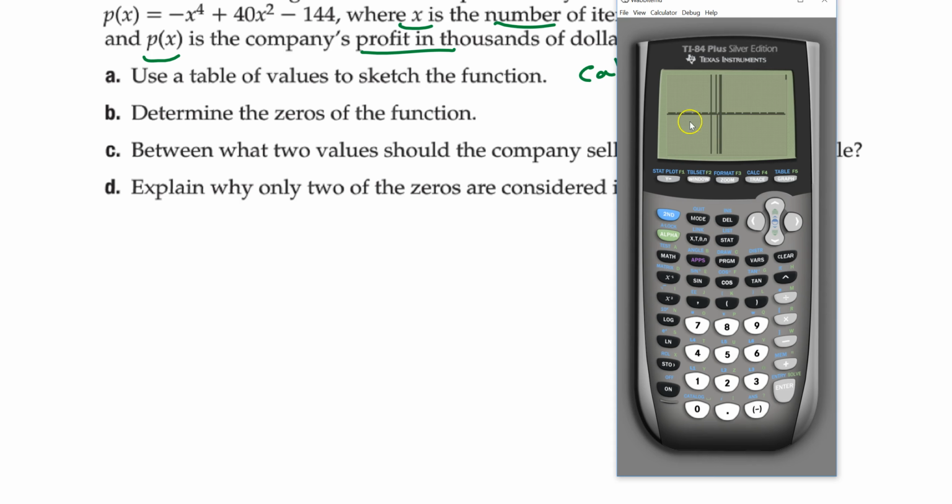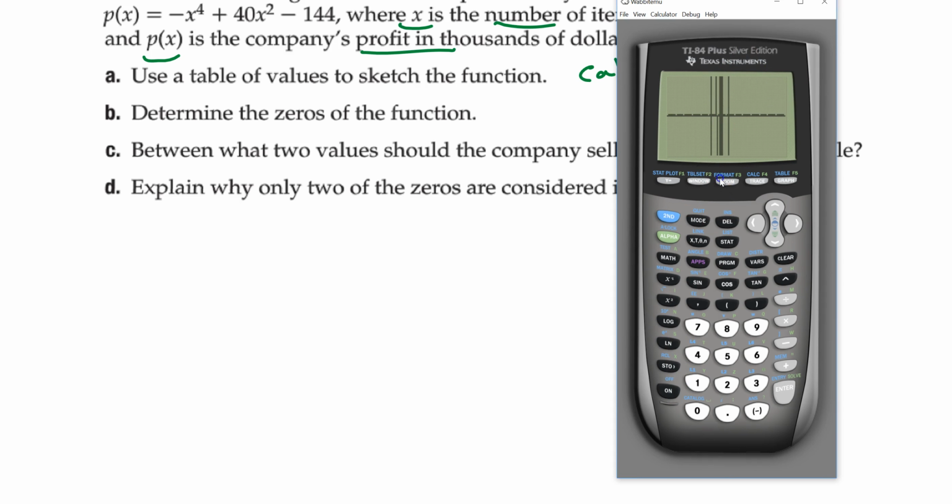Now my window's really off right now, since it's based on something else. So let me zoom in, or put zoom standard, zoom 6. Even then, it's still kind of hard to read. So you have lots of options, right? You could put zoom fit. You could just fix your window. I'm going to fix my window because I don't mind this. I want to see higher and lower and see what it looks like. So I'm just going to fix my y to be like negative 100 to 100, just to play with it.